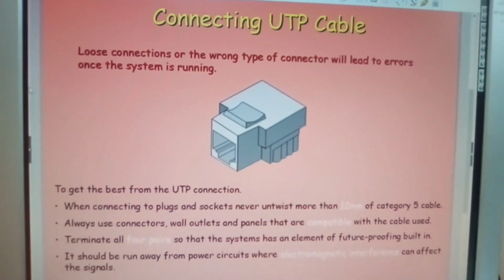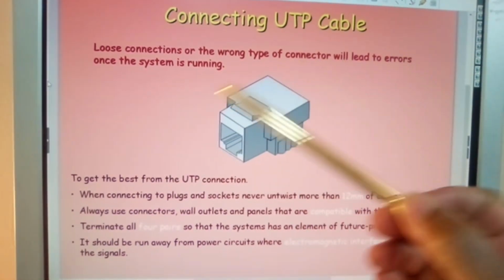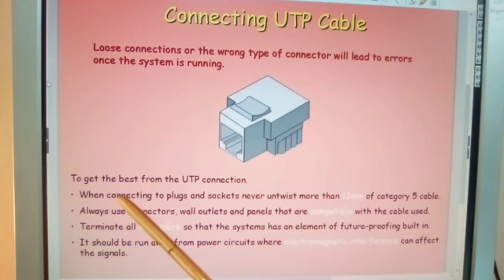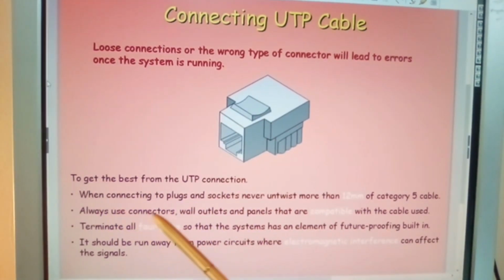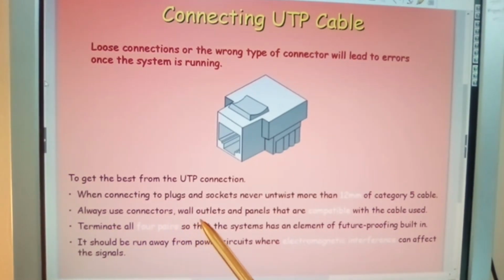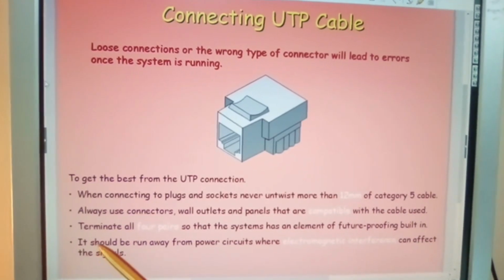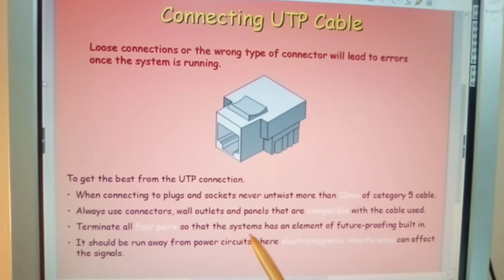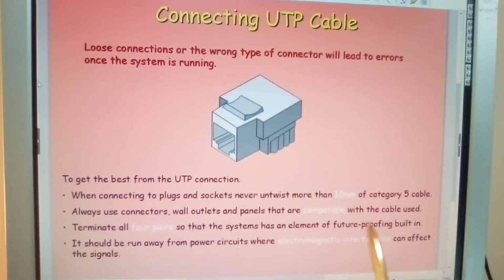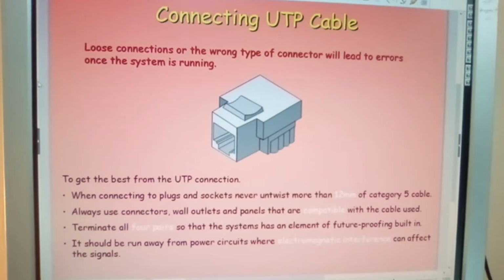Alright, connecting UTP cable. Loose connections or the wrong type of connector will lead to errors once the system is running. To get the best from the UTP connection, when connecting to plugs and sockets, never untwist more than 12 millimeters of Category 5 cable. Always use connectors, wall outlets and panels that are compatible with the cable used. Terminate all 4 pairs so that the system has an element of future proofing built in. It should be run away from power circuits where electromagnetic interference can affect the signals.